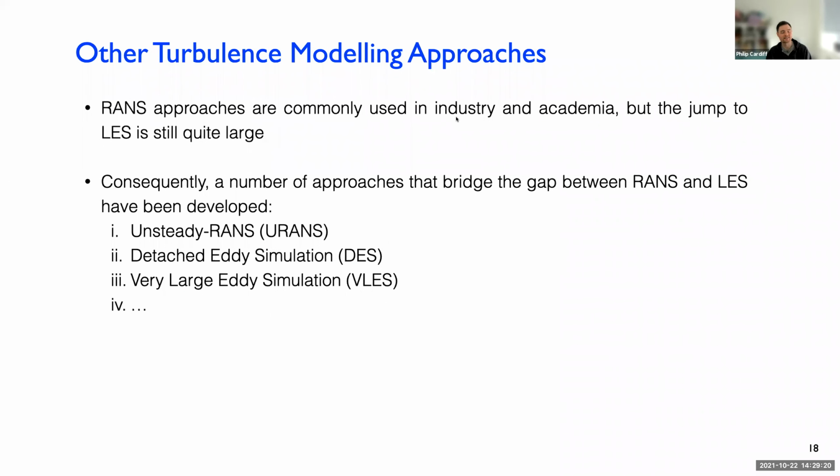But the jump to LES is quite a lot. Once you go to an LES simulation, you have to run multiple time steps, whereas RANS is just one steady state time step. LES is now transient, so you may run hundreds or thousands of time steps. So immediately LES tends to be hundreds or thousands of times more expensive than RANS. So there's a big jump from RANS to LES.